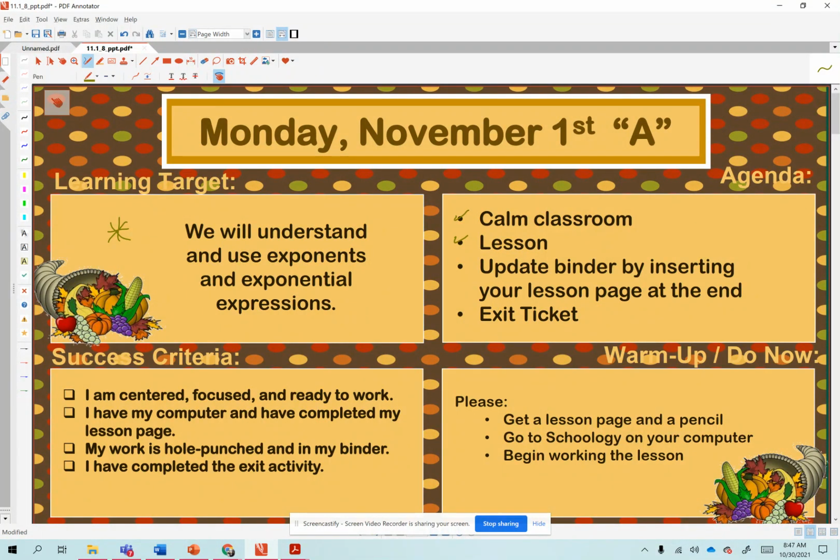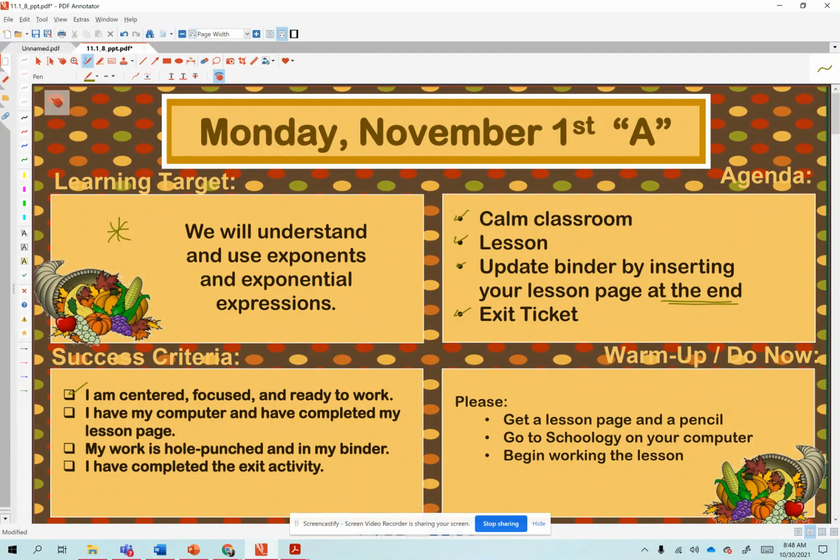Make sure that you update your binder by putting your lesson page after the pages that are already in there. So that will keep them in consecutive order. And we do have a fun exit ticket today. So I hope that you are working from your own computer because we have a digital exit ticket that is kind of fun. And also, if you don't have your computer, perhaps your teacher can work with you on the board with that. So let's remember we want to be centered, focused, ready to work.